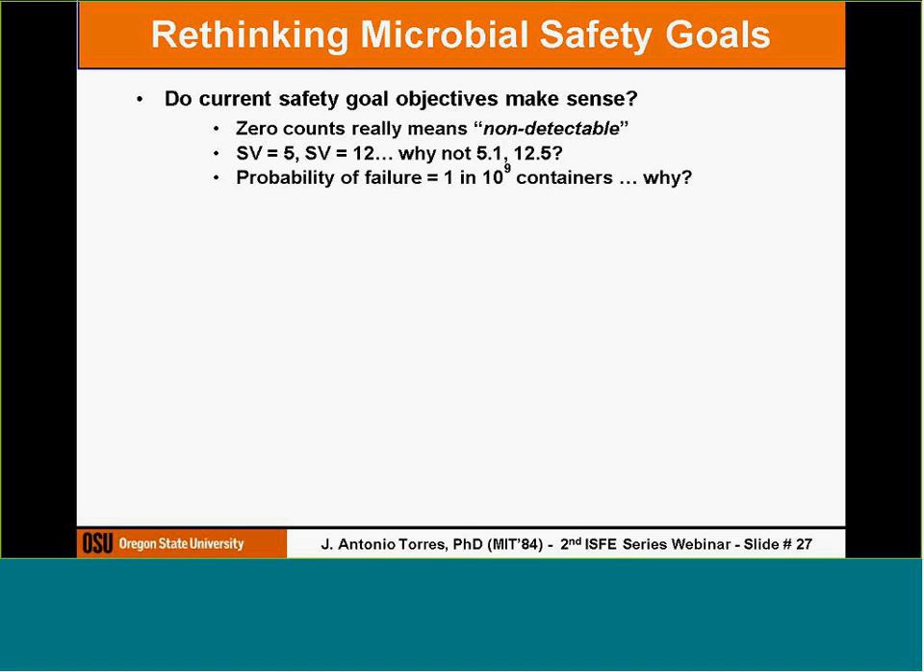Okay, so we have a probability of failure of 1 in 10 to the 9 containers, and why not 2 in 10 to the 9 or 2 in 10 to the 10? Those things need to be thought about a little bit more.